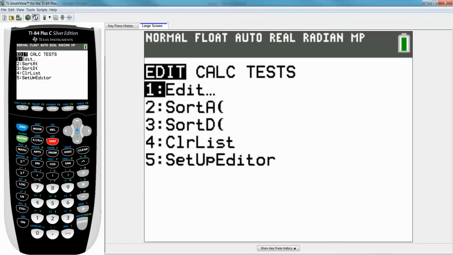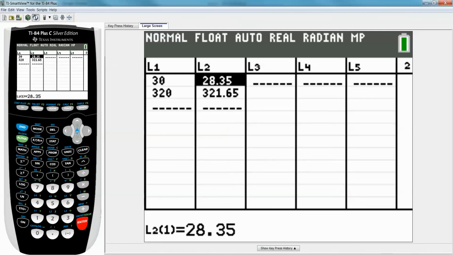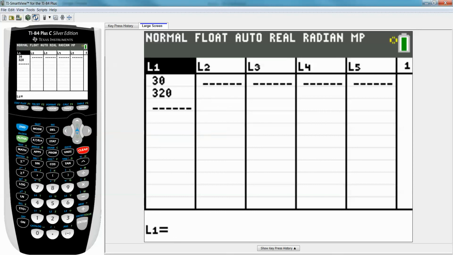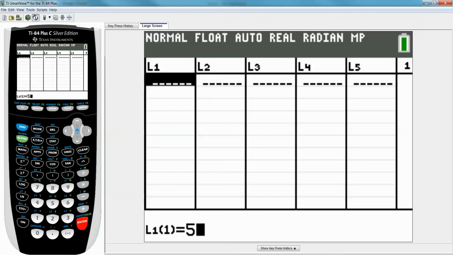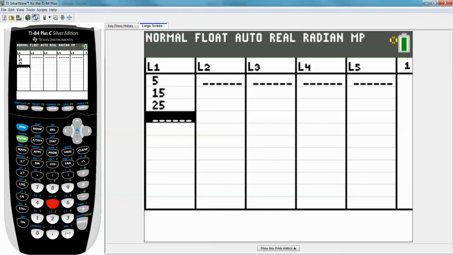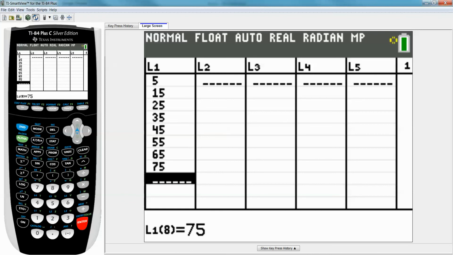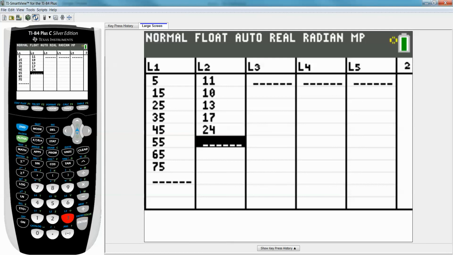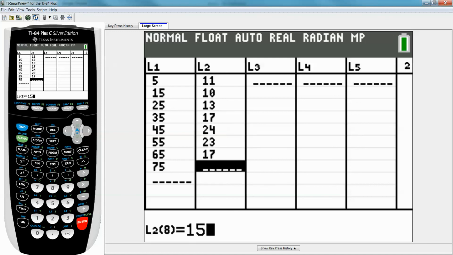You press Stat, you press Edit, you clear out your old, go up and press Clear, Enter, go over and up and press Clear, Enter. You type in your midpoints, 5, 15, 25, 35, 45, 55, and so on. And then you do, I'll do the men just so you can see it, 11, 10. Okay, so there are the men. I'm just going to show you men, and then to do women, you just go back and do it again, but change the women's numbers.